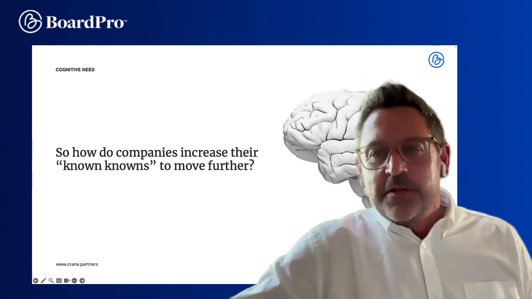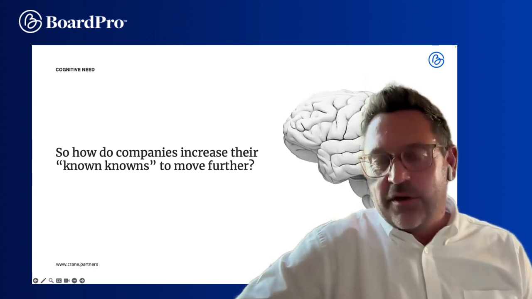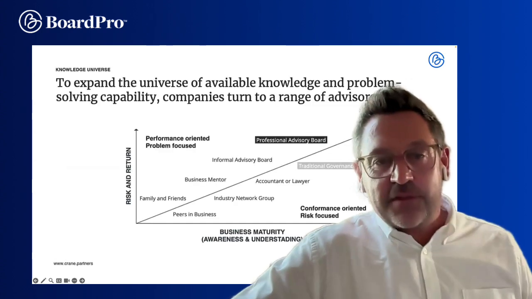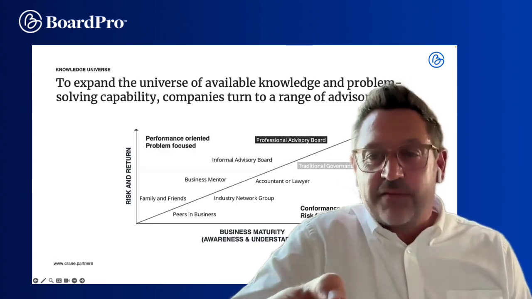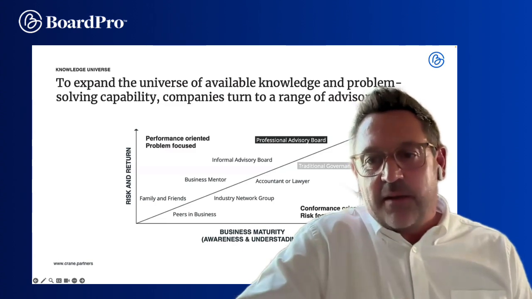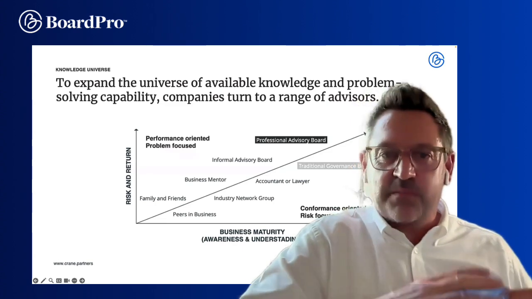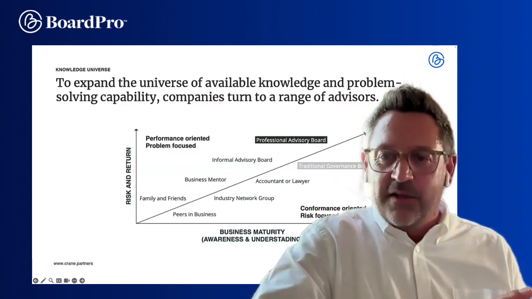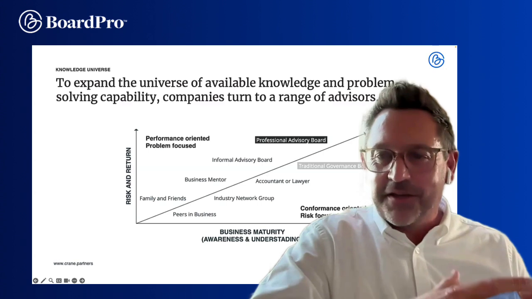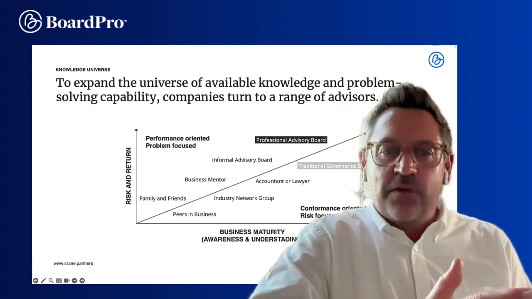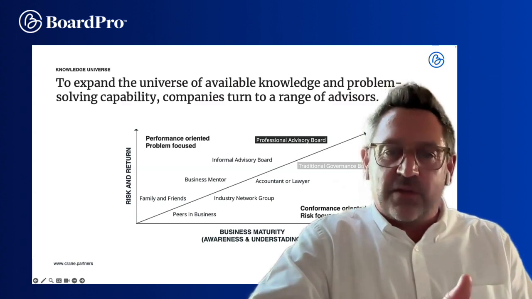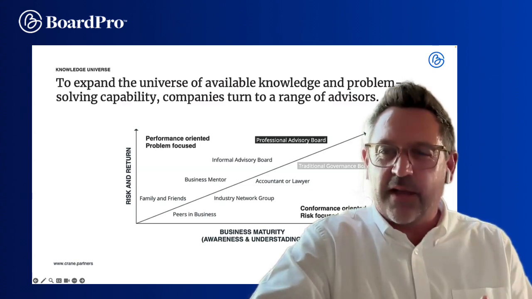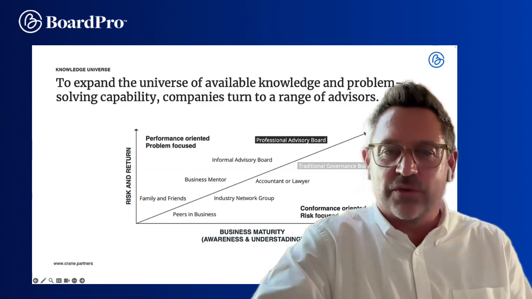Next slide, thanks, Sean. So how do companies increase the known knowns to move further up that curve? Well, here's what we've found. As companies reach certain stages in their life cycle, they go to other sources for knowledge, skills, and experience to expand their universe. When they're a startup, they go to friends and family and peers in business because they need energy and encouragement, that sort of moral support. As time moves on and they mature, they start to look for business mentors, maybe industry networks, people like them that can help them solve the problems. But they're pretty unstructured and they are solving their own problems, and don't necessarily understand yours.